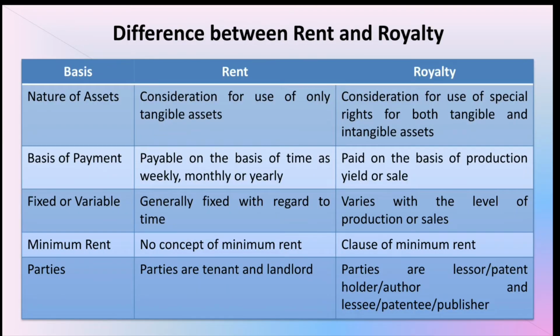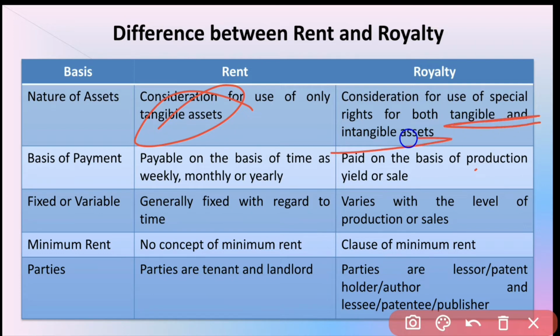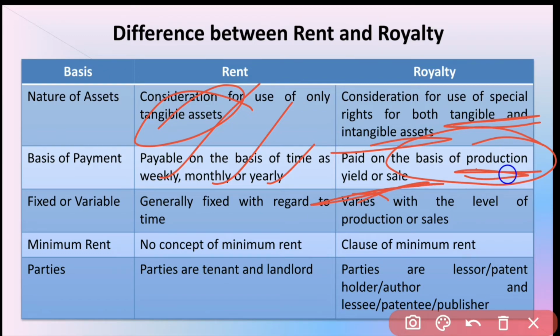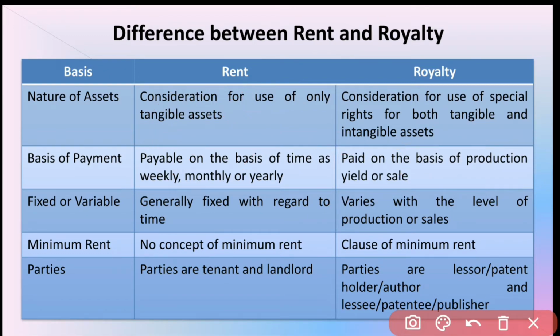Before moving to the illustration, there's a differentiation between rent and the royalty. So let's see about the nature. Over here in the rent, we have only tangible assets, whereas in the royalty, we have both tangible and intangible assets. In terms of rent, it can be weekly, monthly or yearly, but royalty is always on the basis of production yield or the sales. It will vary on the basis of the production yield or the sales.